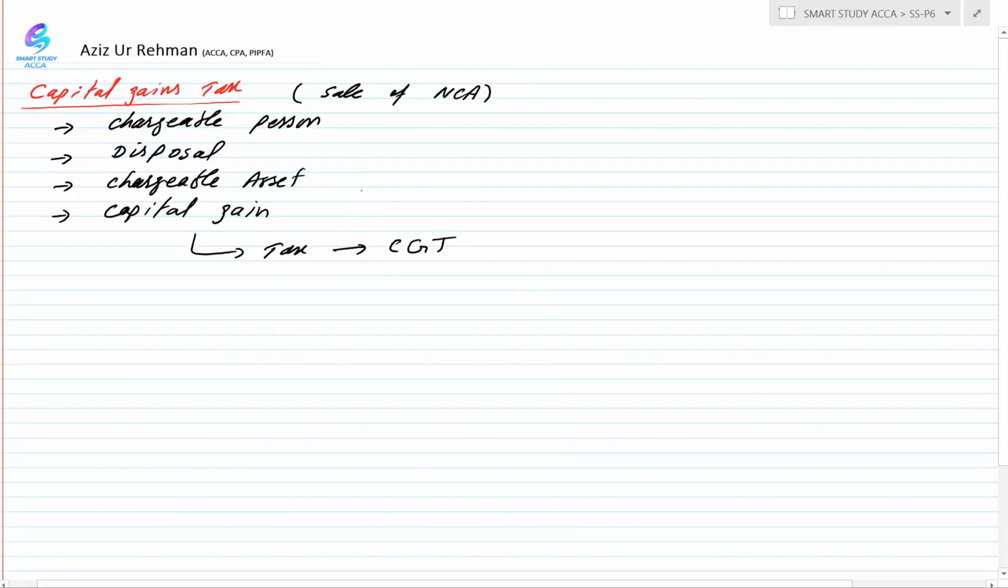Now, we are going to discuss these terms one by one. Who is a chargeable person? What is the meaning of disposal? What are the types of chargeable assets? How to calculate capital gain? And then later on, we will discuss how to calculate tax. So in today's class, we will cover all these terms and we will end today's class on the calculation of capital gains tax liability. Starting with the very first term, which is chargeable person.